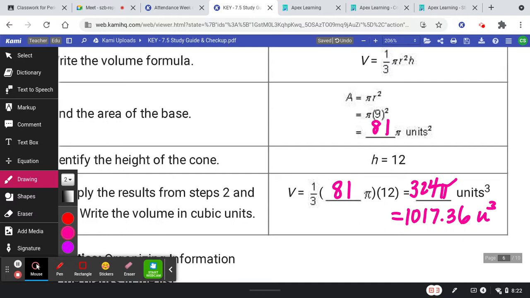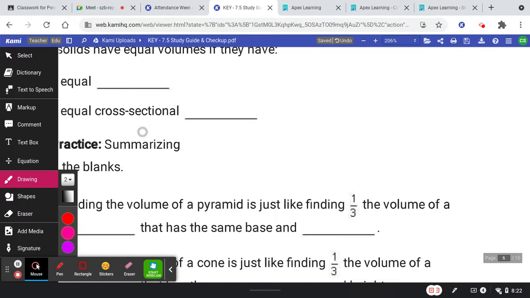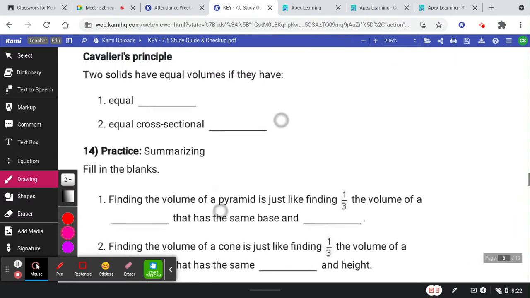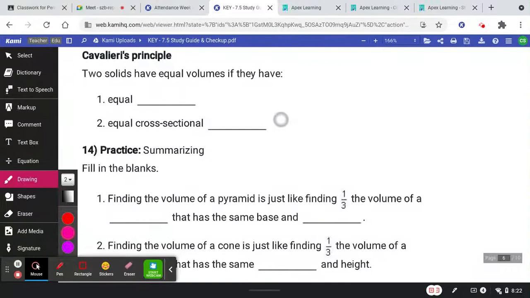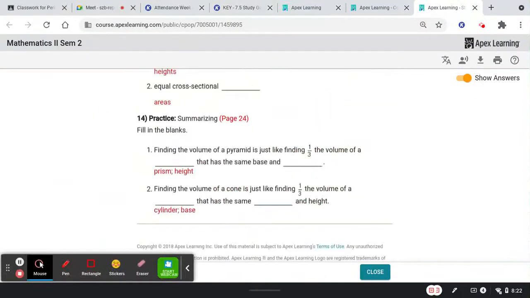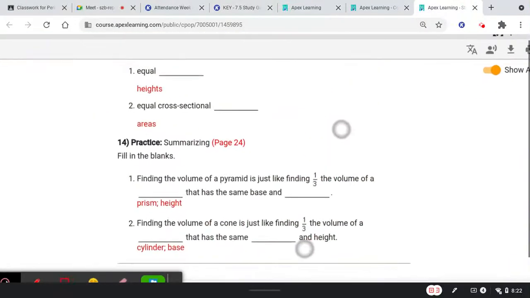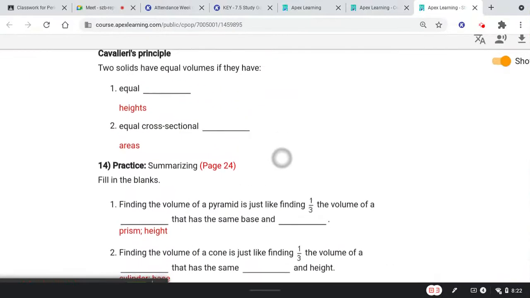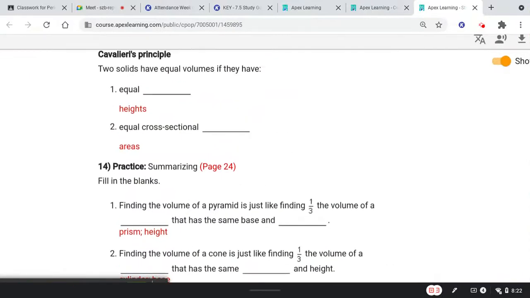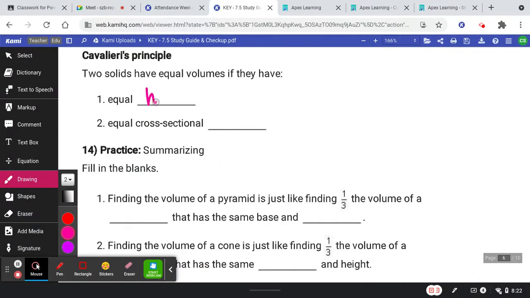All right, we're going to summarize this here coming up in our final part of the study guide. Okay. Here we go, filling in these words. Two solids have equal volumes if they have equal heights and equal cross-sectional areas. So go ahead and fill in heights and equal cross-sectional areas.